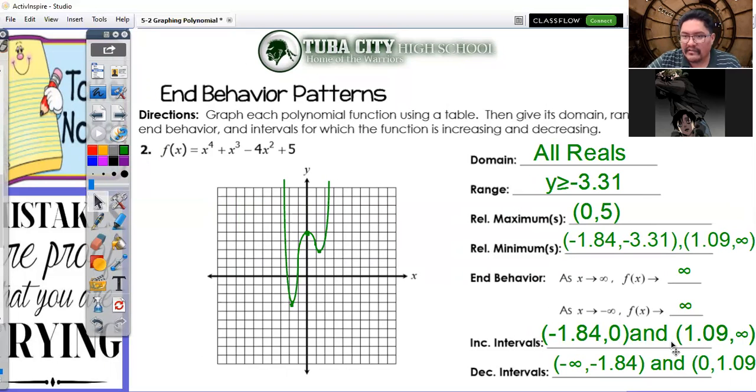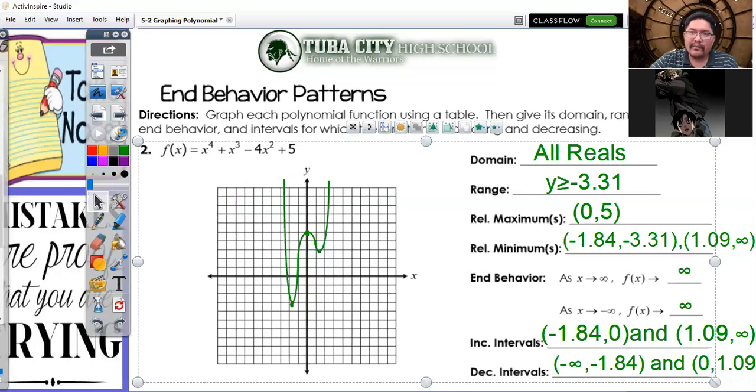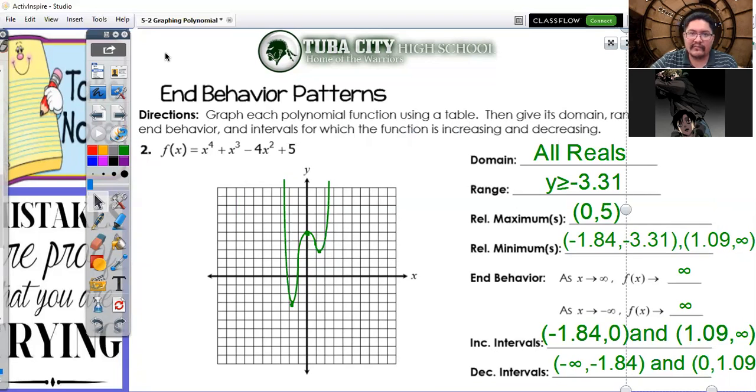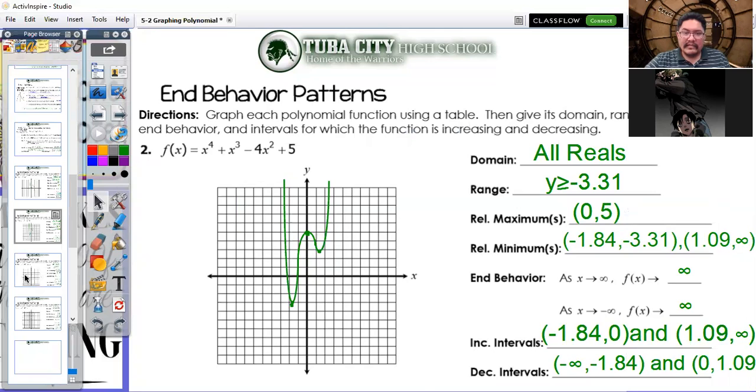So again, we have our increasing intervals and our decreasing intervals, the parts of the x value where it's going up or going down. All right, and that is it for number 2. Let's move on to number 3.